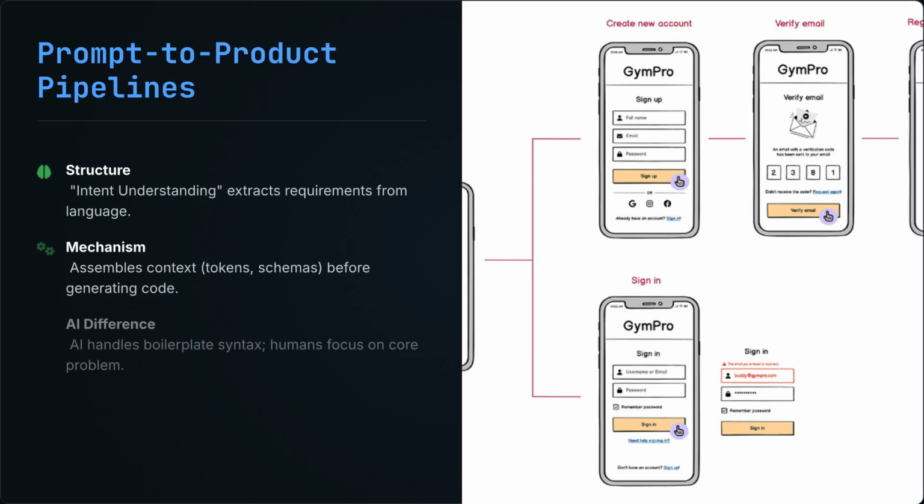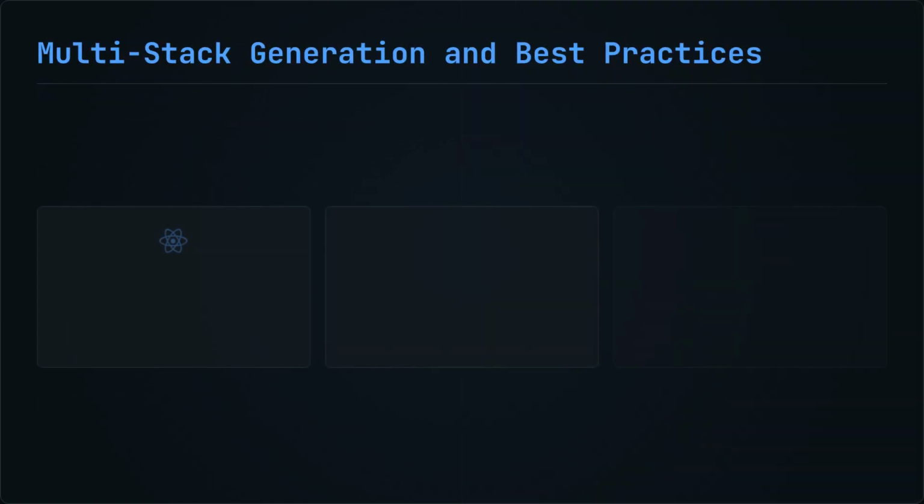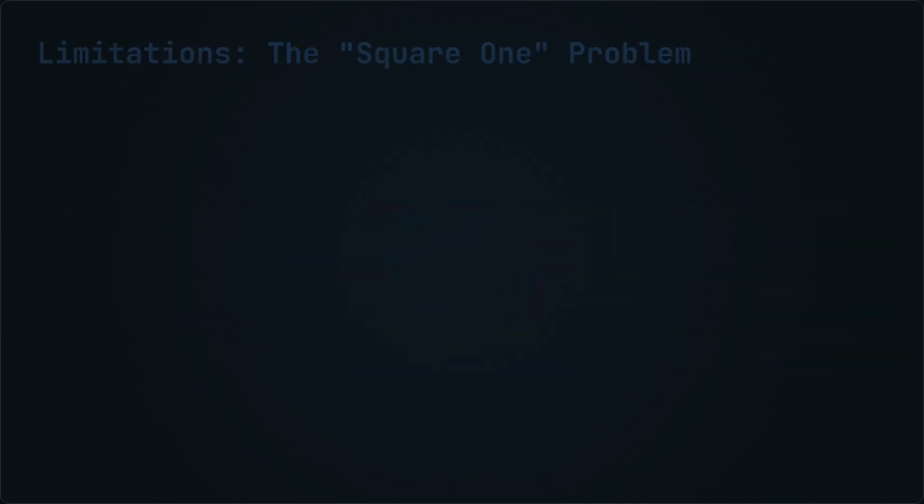Prompt-to-product pipelines rely on intent understanding to extract requirements. The mechanism assembles context before generating code. Since AI handles boilerplate syntax, humans can focus on the core problem. Multistack generation ensures production-quality code. Automated checks ensure accessibility and quality. Stream manipulation allows the system to fix mistakes like imports on the fly.